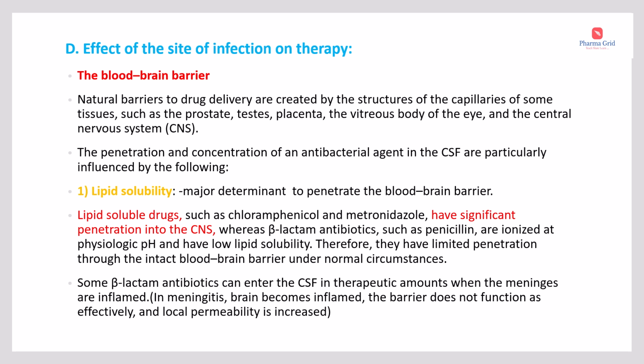In meningitis, what will happen? The brain becomes inflamed. The blood-brain barrier cannot function properly. The barrier does not function as effectively and local permeability is increased. In such cases, some beta-lactam antibiotics can enter the cerebrospinal fluid.